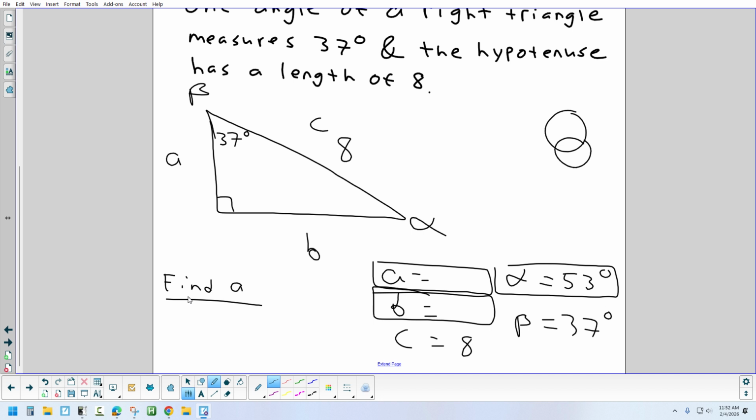How would you tell us which one and figure out why? I would use the 37. No. Does it have to do with the 90? No, it doesn't really have to do with the 90. Why would I use the 37?